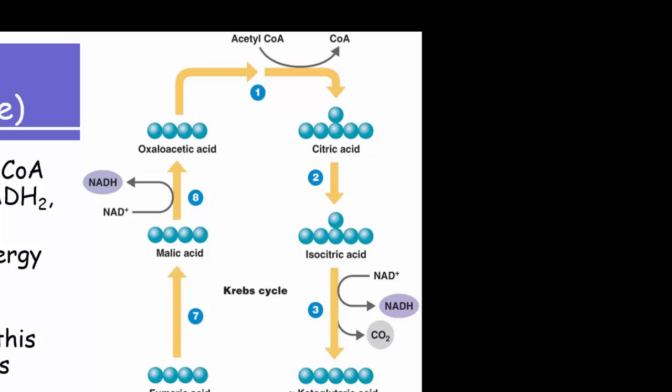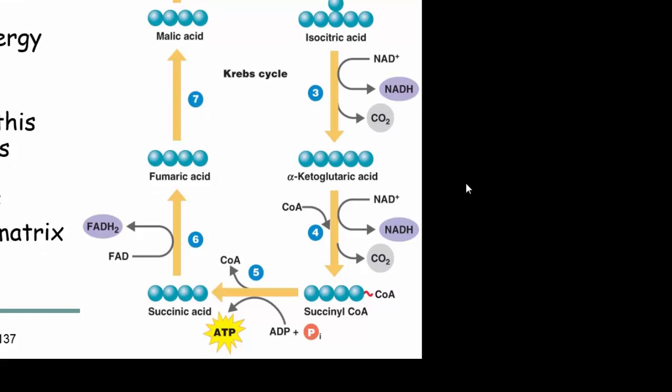Citric acid is then converted to isocitric acid, which goes to alpha-ketoglutaric acid, which continues around the ring. You'll notice in step 3, we are going to get an NADH and a CO2 produced. In step 4, we get another NADH and a CO2 produced. When succinyl-CoA goes to succinic acid, we get an ATP produced.